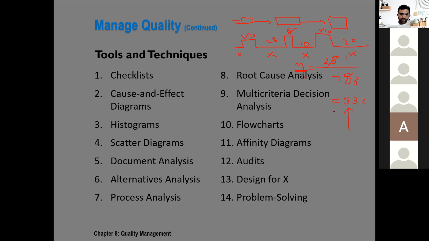Then there comes root cause analysis. Root cause analysis could be of different types. One of them is the Ishikawa diagram, that is the cause and effect diagram.